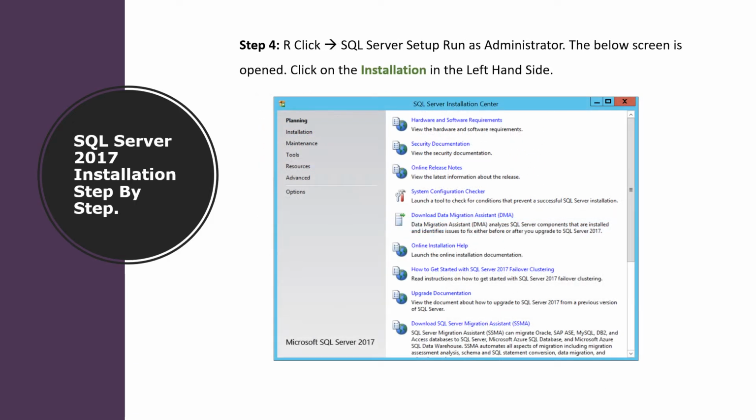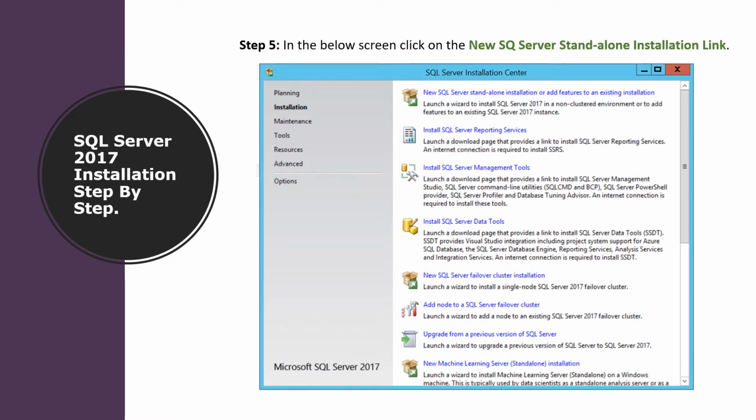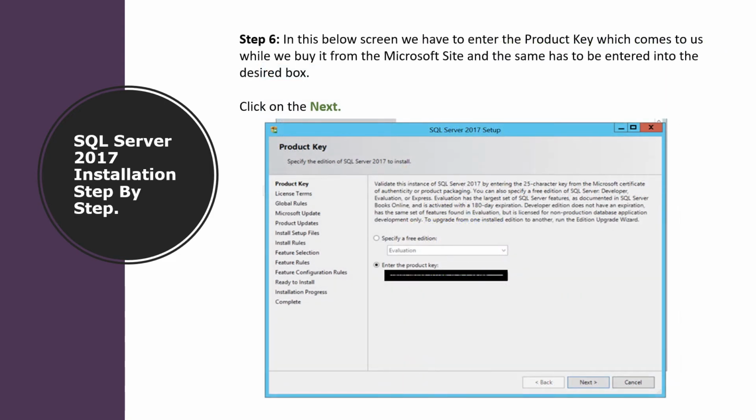Step 4. Right click on the SQL Server setup, run as administrator. The below screen is opened. Click on Installation on the left hand side. In the below screen, click on the New SQL Server standalone installation link. This is the link which we have to click on. Click on this.